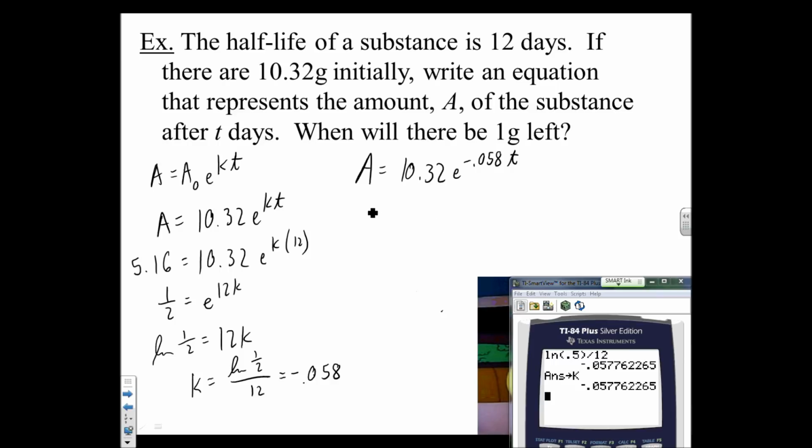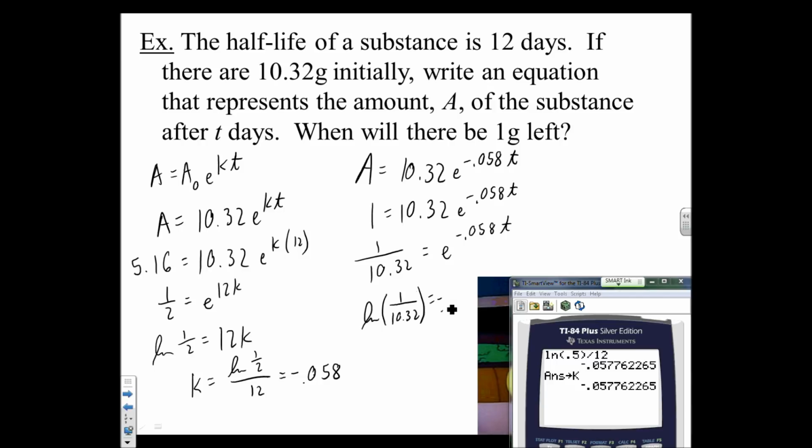Now, the last step here, we want to know when is there 1 gram left, so the amount is 1. And we want to know what is t. Well, let's go through and solve. Divide. 1 over 10.32 equals e to the negative 0.058t. Natural log of both sides. Natural log of 1 over 10.32. Once again, the natural log and the e cancel, so that equals negative 0.058t.